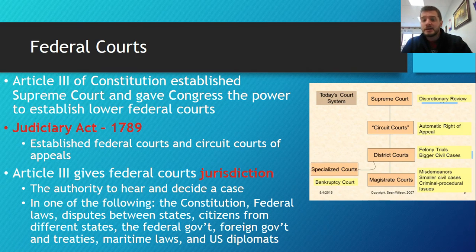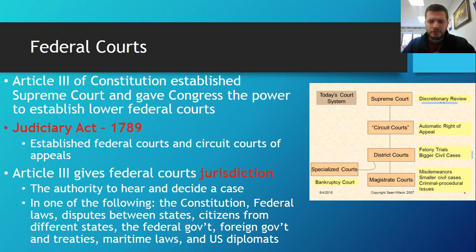Article 3 also gives federal courts what's known as jurisdiction. This is the authority to hear and decide a case. Make sure you get down the definition there. Federal courts have jurisdiction when a case deals with the Constitution, any federal laws, disputes between states, citizens from different states, the federal government, any foreign government, treaties, any maritime laws, and anything involving U.S. diplomats.